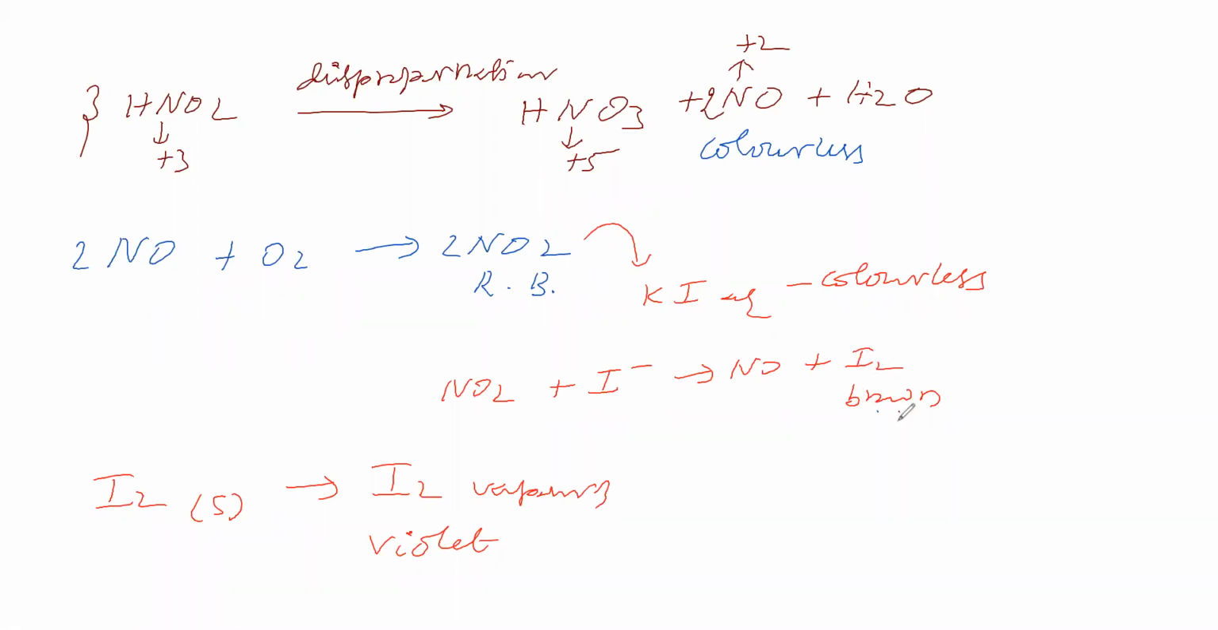Now it is converting into I2. I2 is brown. Why do we say different color? It is I2, it is also I2. Then why do we say different color? Now we'll see why different colors. This I2 with this I minus gives a complex. The complex is I3 minus. Because of that, here brown, here violet.